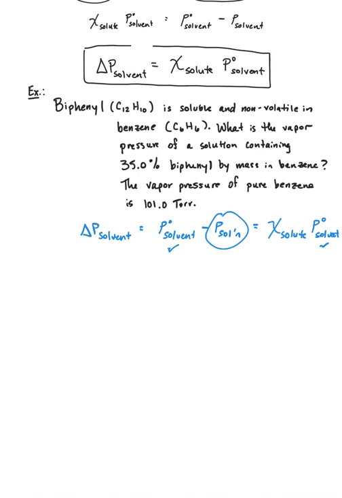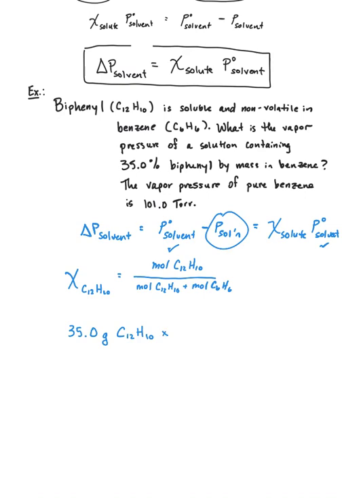Our solute is biphenyl, C12H10. To get our mole fraction of biphenyl, we'll need to know the number of moles of it, C12H10, and the total number of moles of everything in solution. That's moles of C12H10 plus moles of benzene, C6H6, and all we're given is a mass percent of this solution. Remember that the easiest course of action when given a percent by mass is to assume that we have 100 total grams of sample. If we've got 100 total grams of sample, then 35.0 grams worth of that sample in this example would have to be biphenyl.